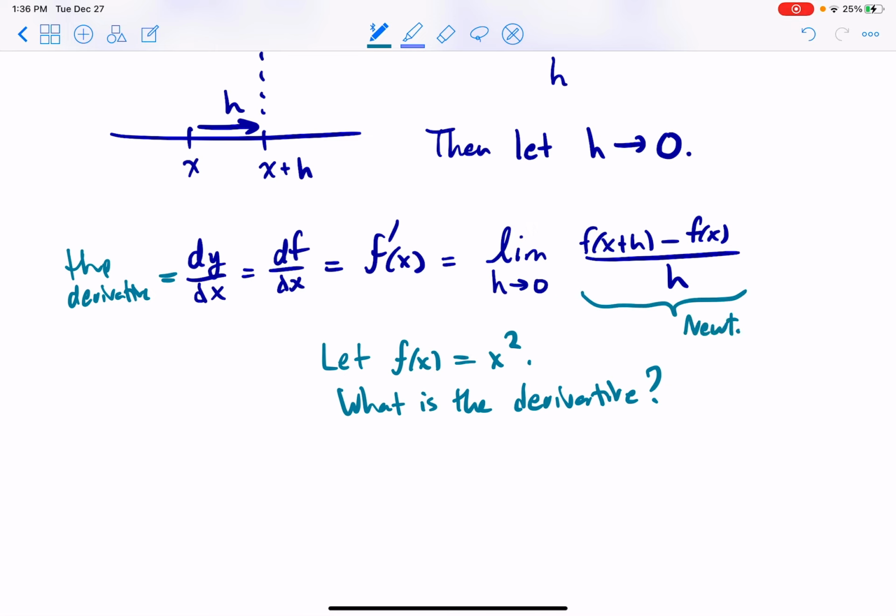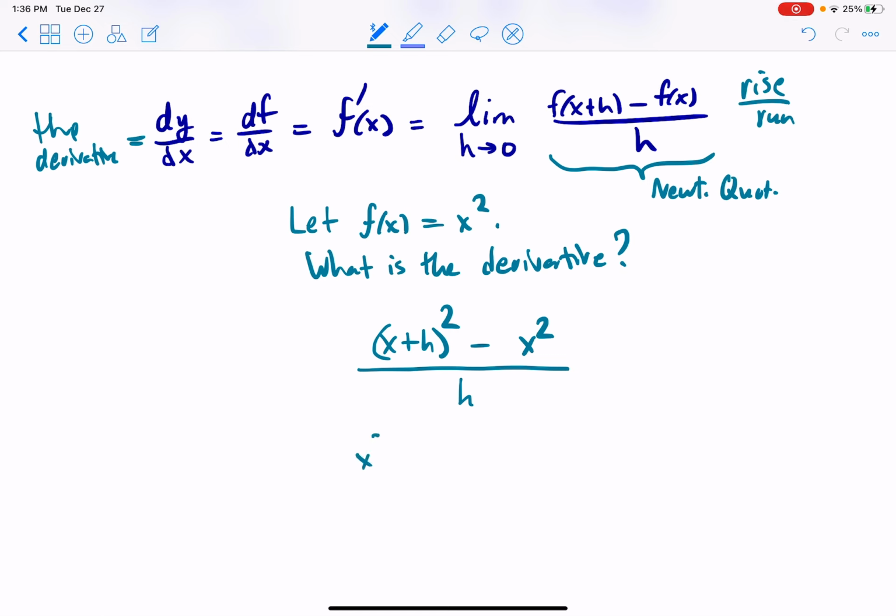Newton quotient. Quotient means you're dividing things, and it's really just the rise over run. Okay, so what is it? Well, what's f of x plus h? Now, minus f of x. You see how I've used our specific function? The bottom is always going to be h.